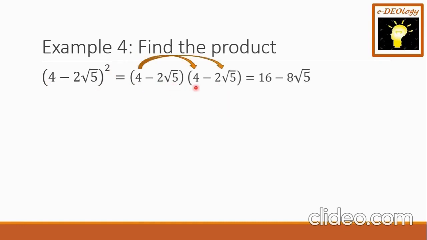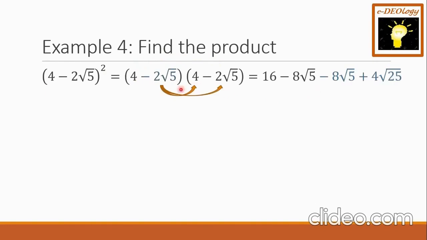Start with 4 times 4 is 16, and then 4 times negative 2 square root of 5, we will get this 8 square root of 5. Next, the negative 2 square root of 5 times 4, we will get this negative 8 square root of 5, and then negative 2 square root of 5 times negative 2 square root of 5, we will get this 4 square root of 25. And then we will simplify this square root of 25 to be 5.